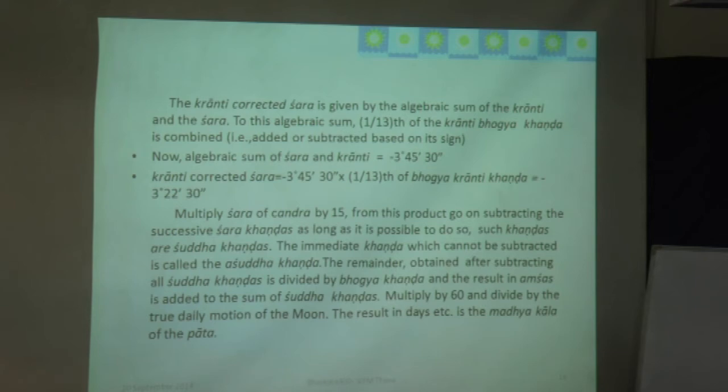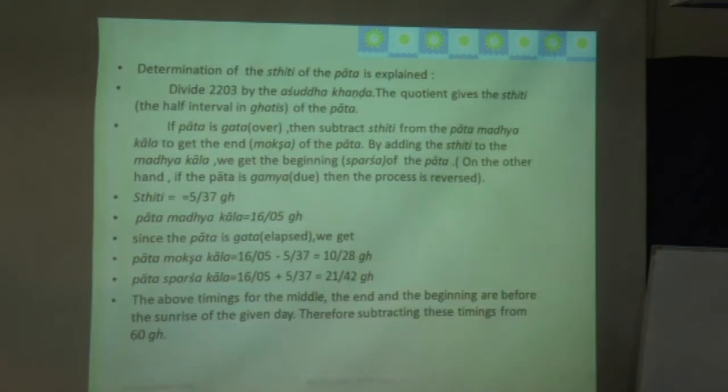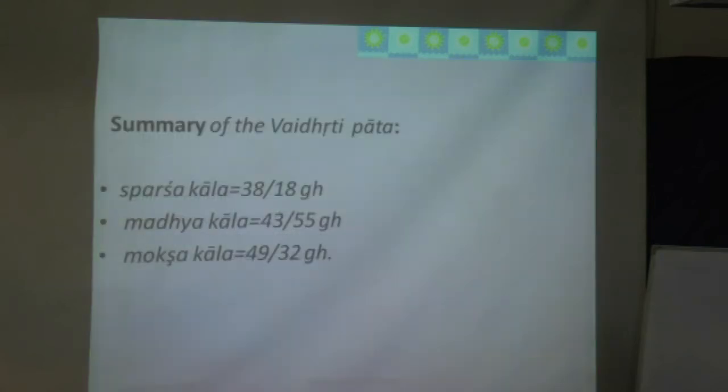The remainder obtained after subtracting all the Shuddha Kandas is divided by the Bhoga Kanda, and the result in Amshas is added to the sum of the Shuddha Kandas, multiplied by 60, and divided by the true daily motion of the moon. The result, in days, is the Madhya Kala of the Pata. This is how we determine the Sthiti, the Pata Madhya Kala as well as the Pata Moksha Kala. As the earlier speaker said, the beginning, end and middle, in the same way for the Pata also we can find Sparsha Kala, Madhya Kala and Moksha Kala.